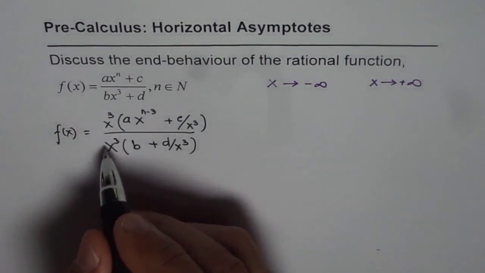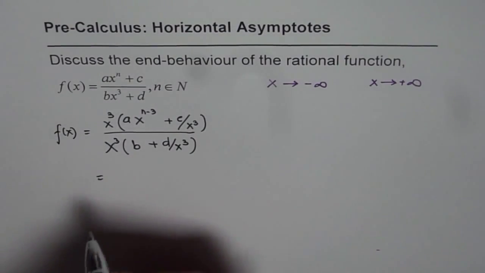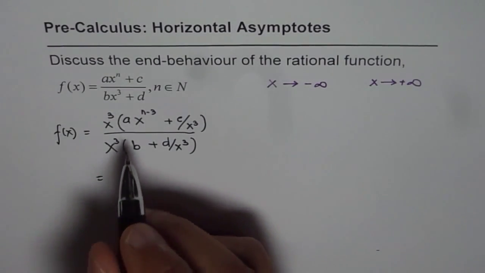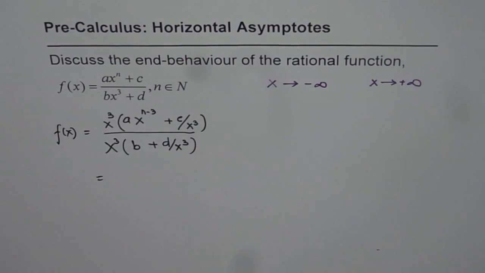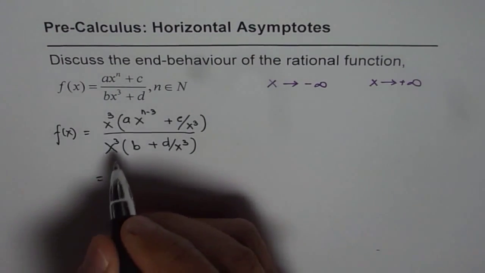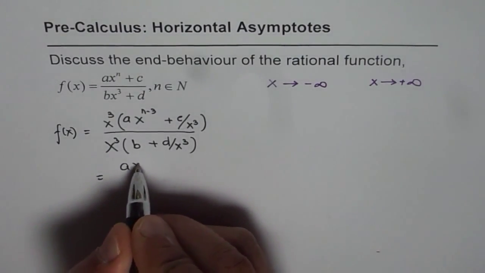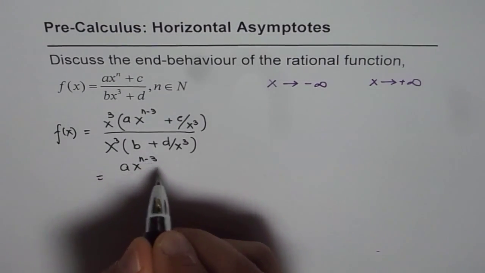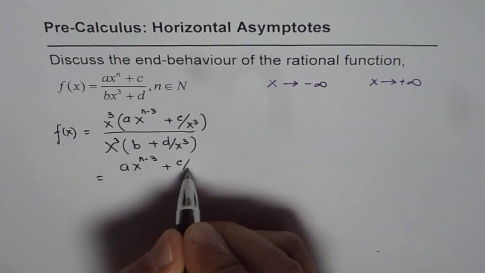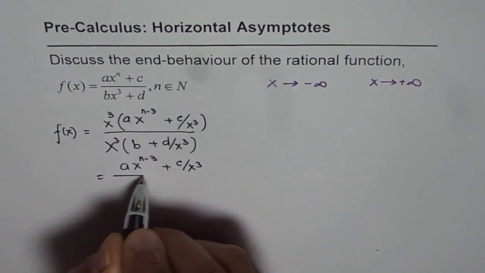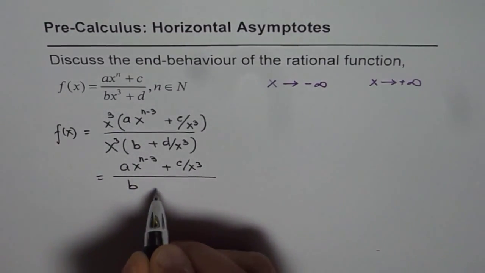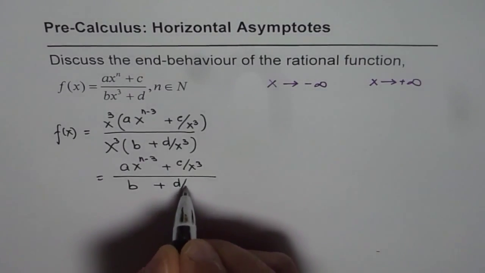Now of course I can cancel these x cubes, right? So if I cancel the x cubes, what I get is a x to the power of n minus 3 plus c over x cubed, divided by b plus d over x cubed.